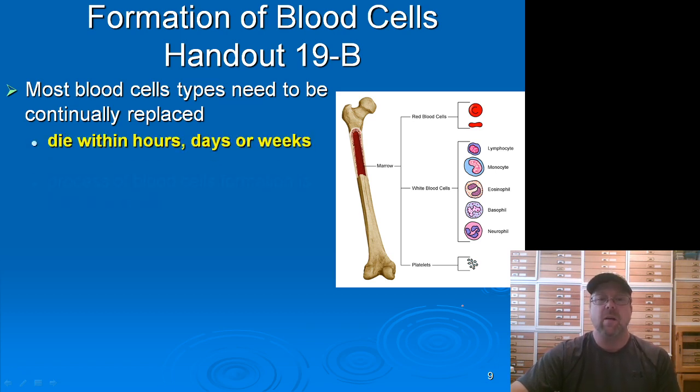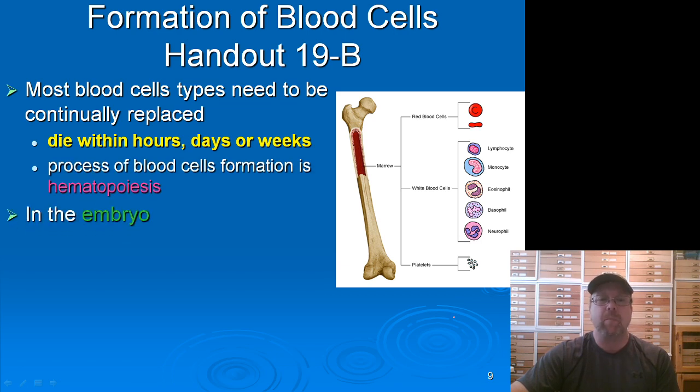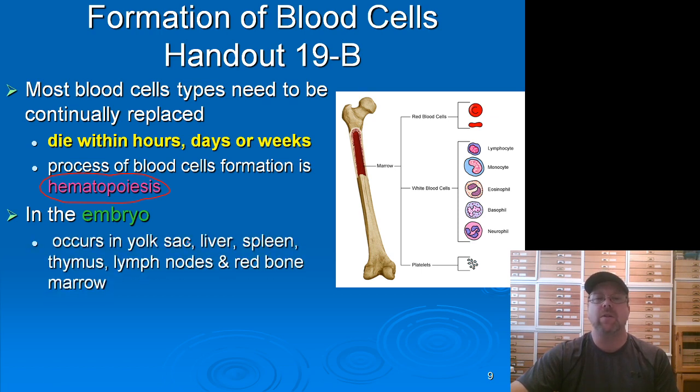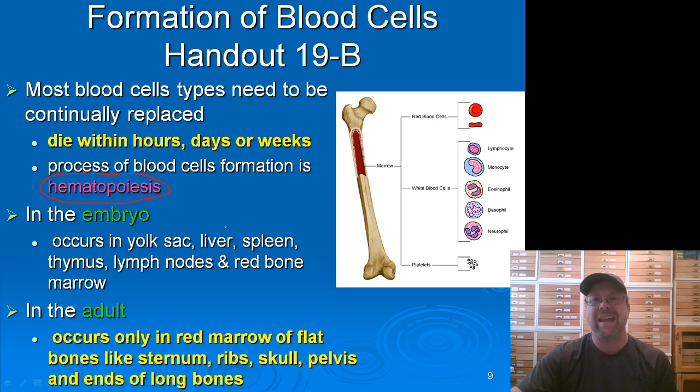All right, so I just have die within hours or days. The process of creating new blood cells is called hematopoiesis. Hematopoiesis is that process of making new blood cells. In the embryo, it happens all over the place. It can happen in the yolk sac, the liver, the spleen, thymus, red bone marrow. But what we're really interested in the adult, we really only make blood in our red bone marrow. So the red bone marrow is where we're going to be creating most of our blood cells.